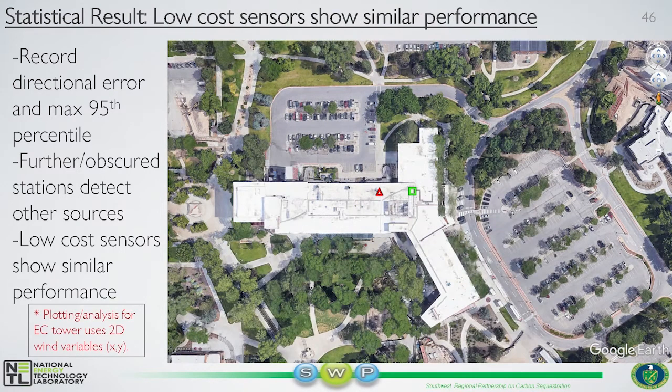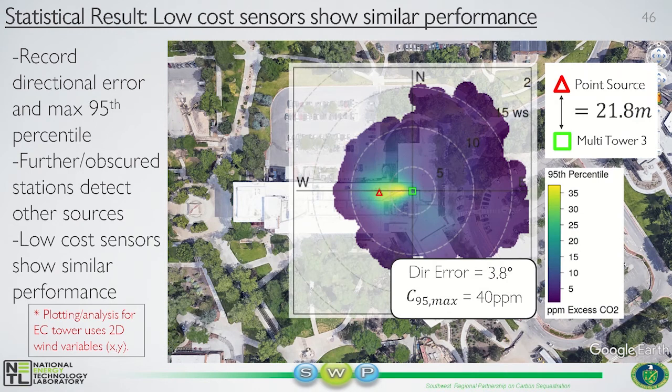Now, up until now, we focused on the eddy covariance tower, so let's take a look at how the low-cost multi-station does in identifying the source. In fact, we find that the multi-station shows similar performance in directional location ability and these C95 max values. This is an encouraging result, as it shows that the techniques used here apply well to low-cost sensors, and that having a simple anemometer installed with GHG detection equipment could do well to identify nearby sources.